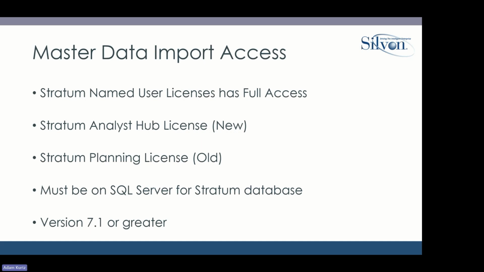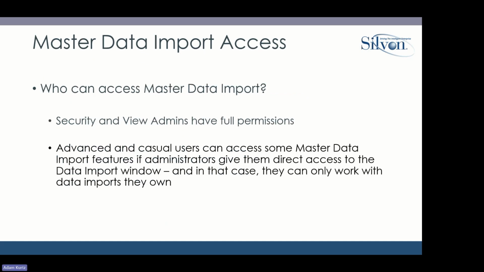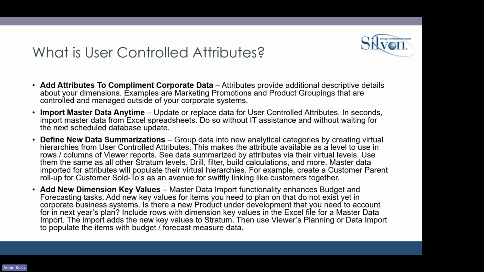And then there's another concept of the master data import process, which allows you to import data into an attribute. So for instance, if you have an attribute about a product or a customer that you want to make available in Stratum, you have the ability to do that as well. Security and view administrators can do this, just like with the regular data import features. And you can import data, add attributes to your data, and make it available as hierarchies, which is essentially what all this text means. Not a great slide.